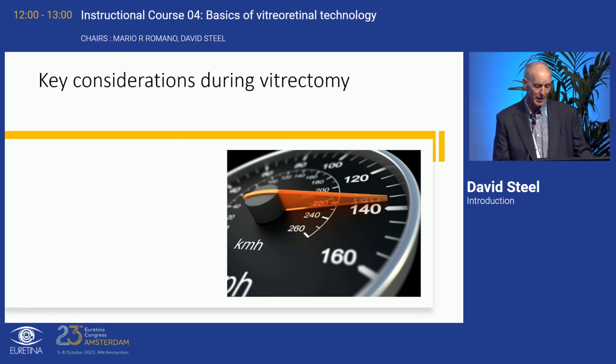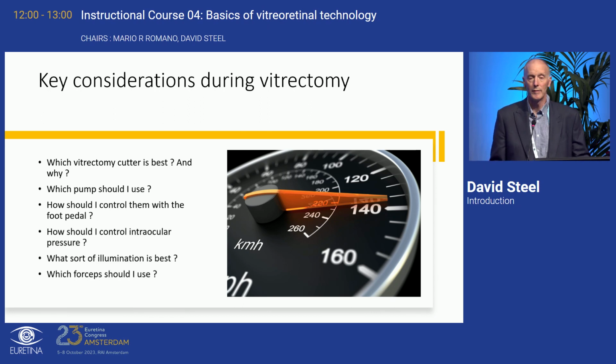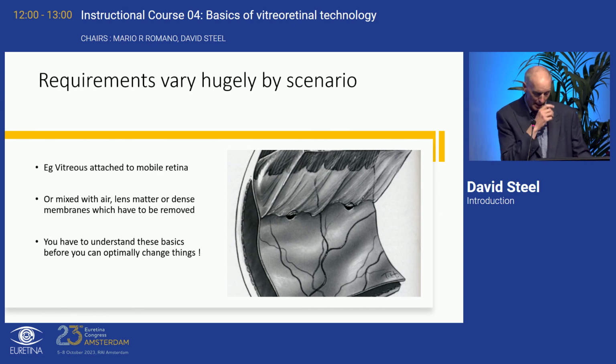And there's a number of key considerations during vitrectomy, which we'll cover in the course. So which vitrectomy cutter is best and why? Which pumps should I use for my machine? How should I control them with the foot pedal? How should I control intraocular pressure? What sort of illumination is best? What sort of forceps should I be using and why? How are they different? Because all those things affect the outcome and they vary according to every individual situation we do during surgery.